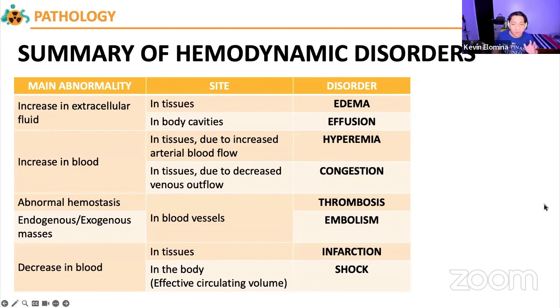Okay? And if you have increase in blood volume in your tissues due to decreased venous outflow, that is your congestion. Hindi kasi makalabas yung deoxygenated blood. Dapat kasi aalis yan sa tissue, no? Pero pag hindi makalabas, then the tissue will become congested. If you have abnormal hemostasis in your blood vessels, that is your thrombosis.